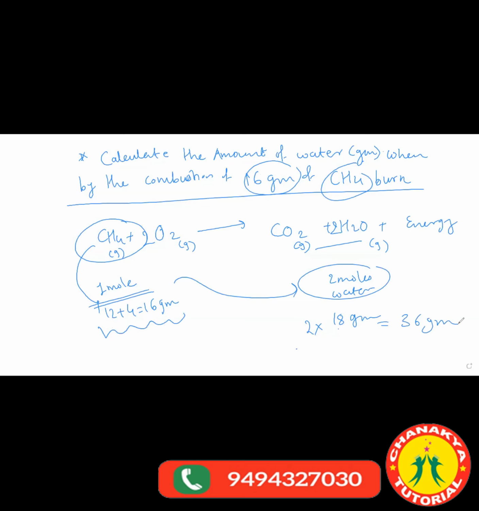Understood? Already we have learned the stoichiometric problems, right? Stoichiometric relations. So this is a problem related to mole and mole concepts. Clear? Simple? Yes, ma'am.